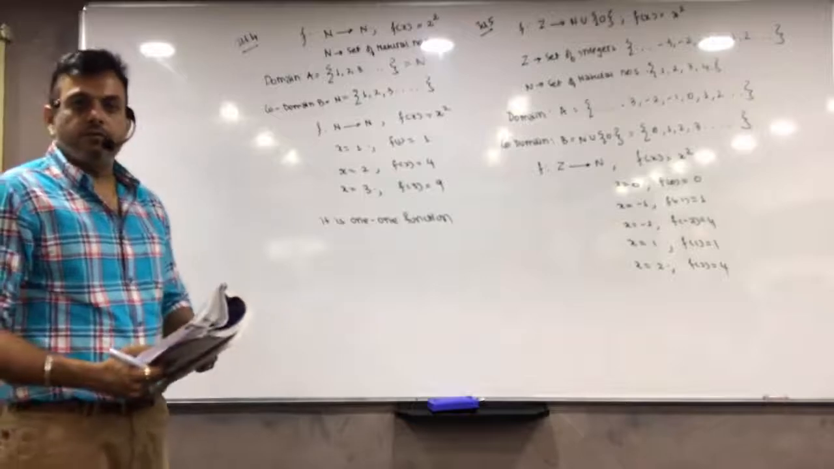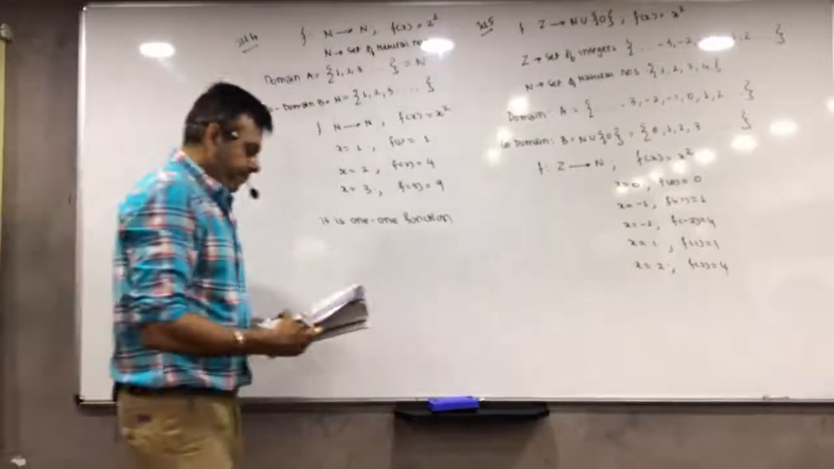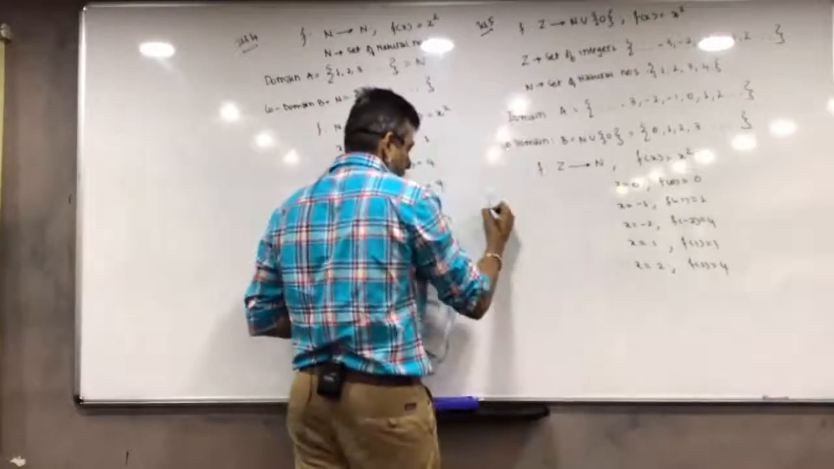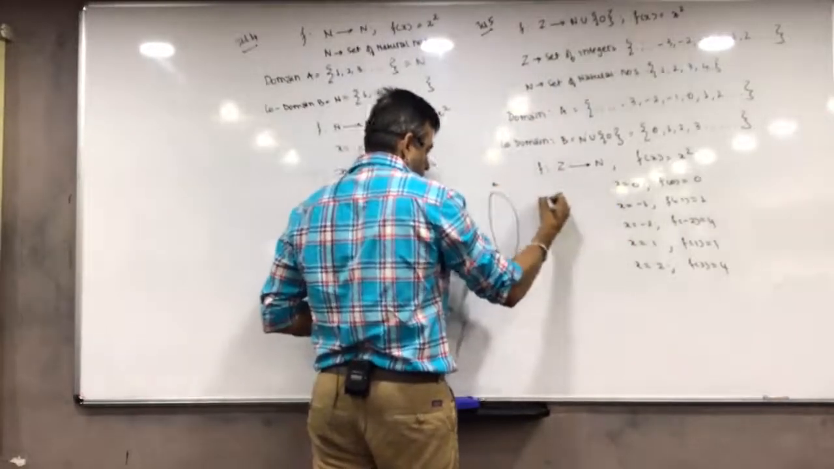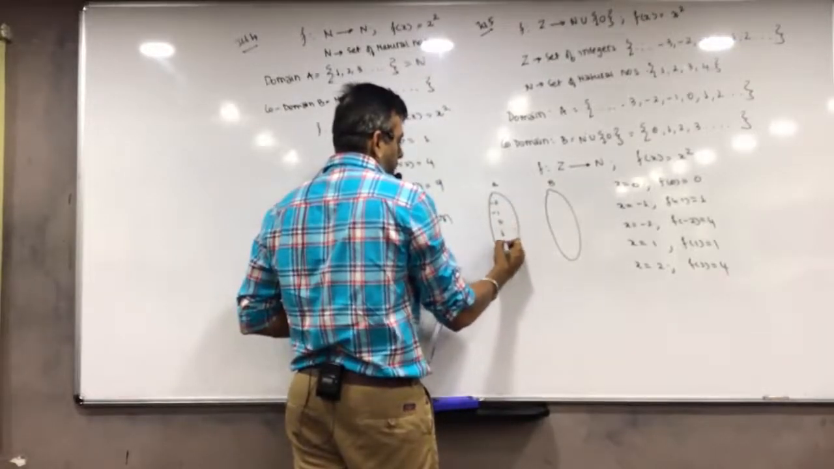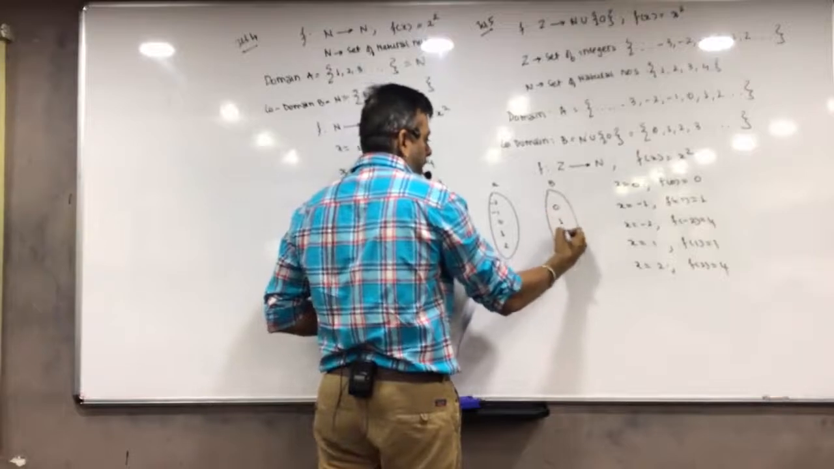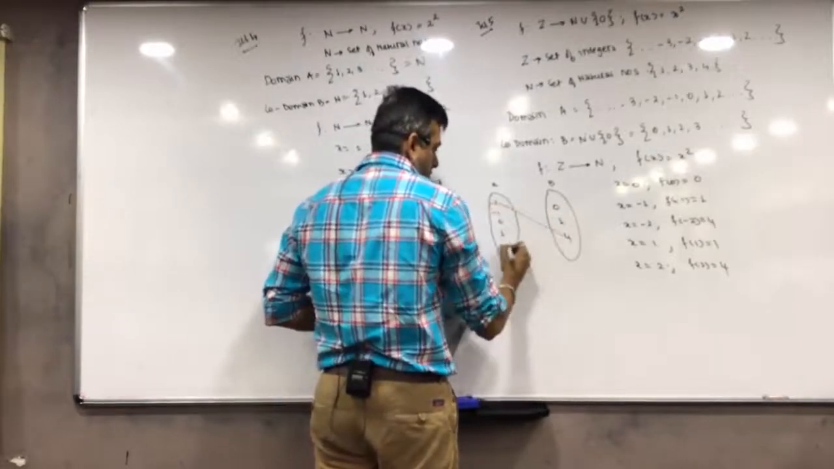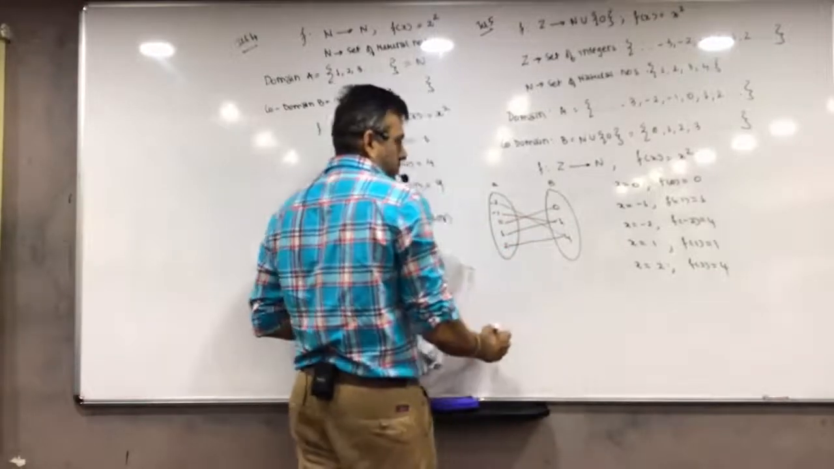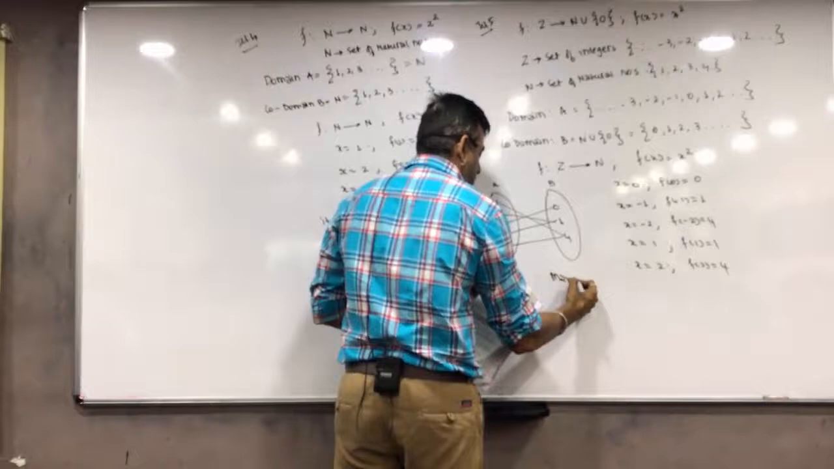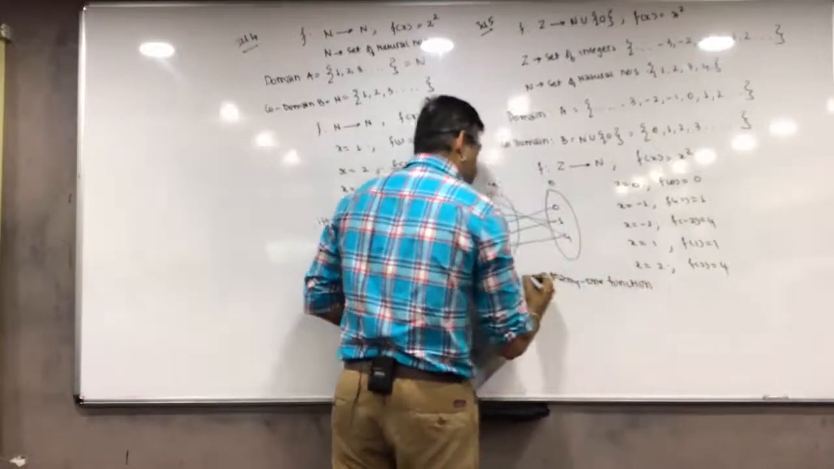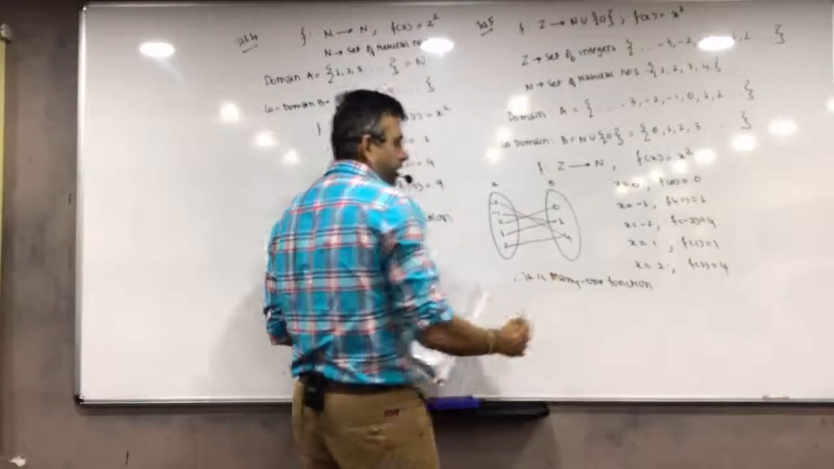What function is this? Many one. We can draw a small diagram over here to understand this. Minus 2, minus 1, 0, 1 and 2. It's 0, 1 and 4. Many one function. Therefore, it is a many one function.